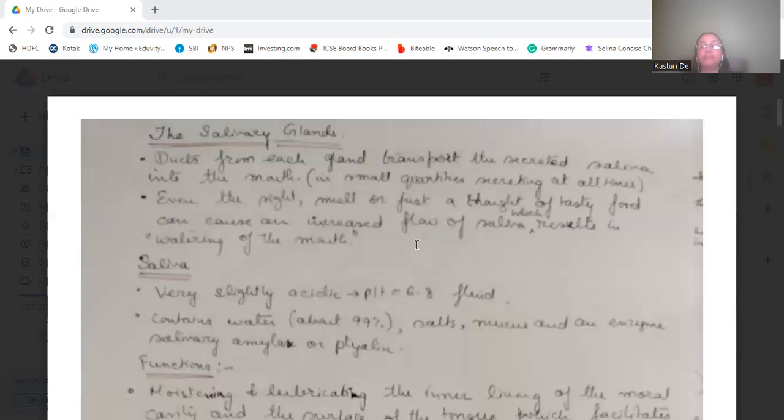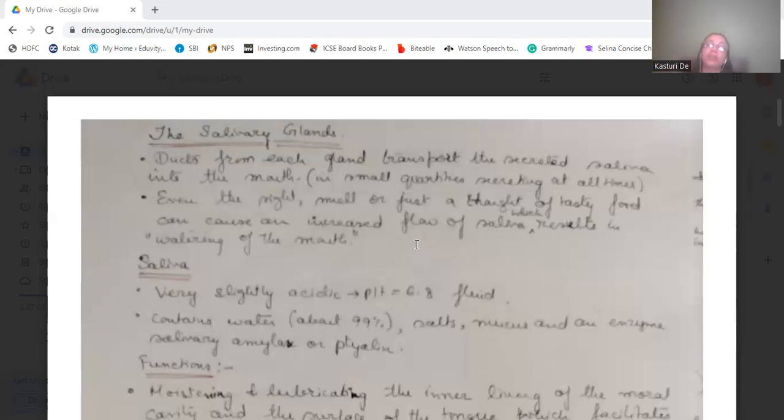These secrete some juices, some enzymes, and they help in the digestion process in the mouth only. The digestion part starts from the mouth. Inside the mouth the enzymes come and mix with the food which we eat. That is, the salivary glands secrete the juices, and those juices mix with the food and change the food into a ball-like substance, which is known as bolus.